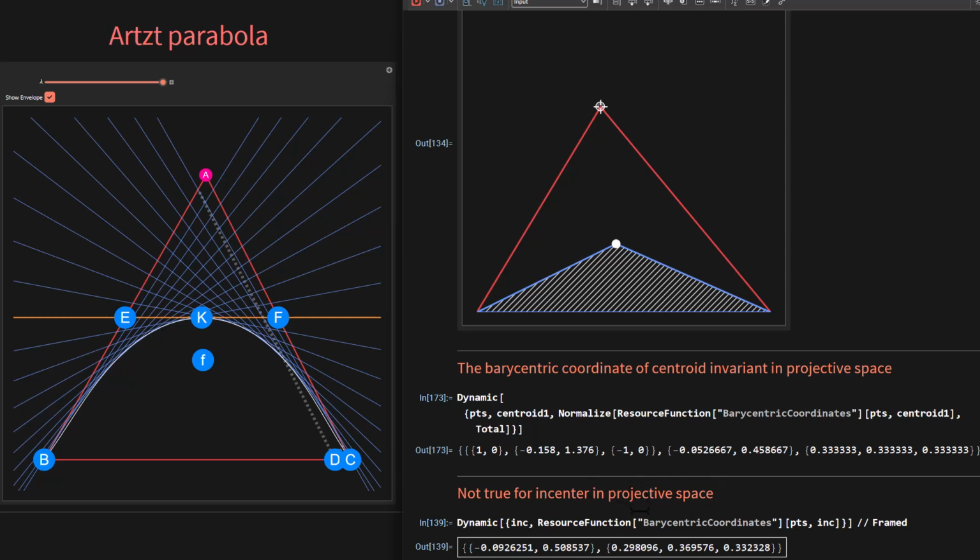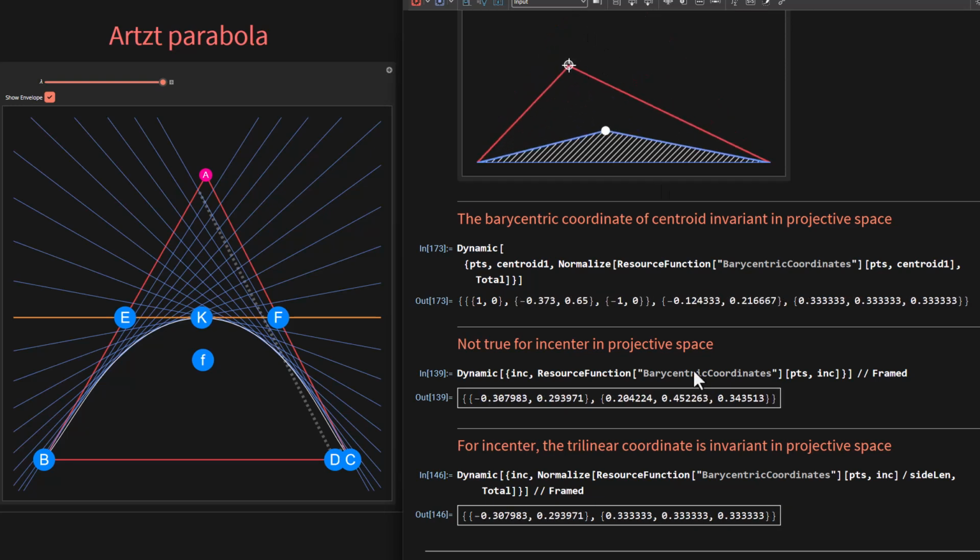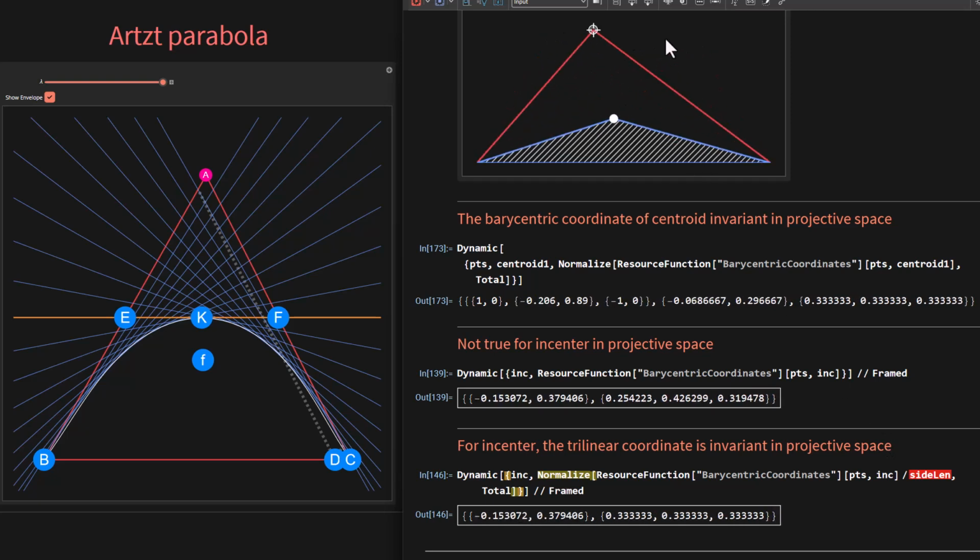But for the incenter, there's another one that works. It's called the trilinear coordinate. The trilinear coordinate is the barycentric coordinate divided by the length of each side respectively, and you will have something invariant for the incenter as well.